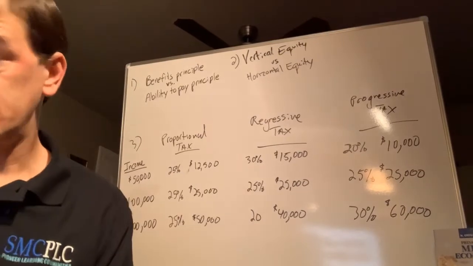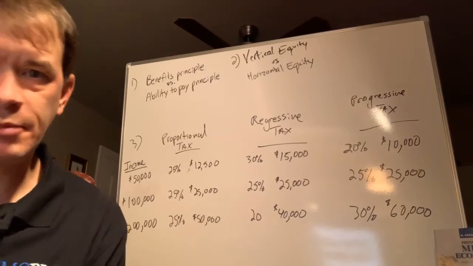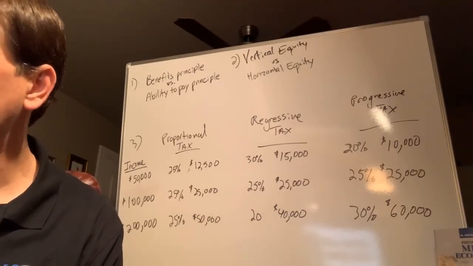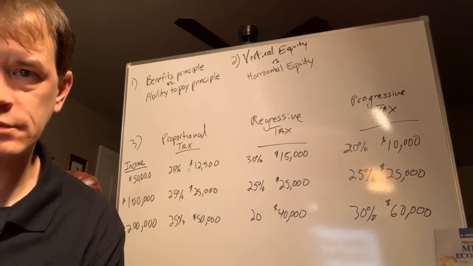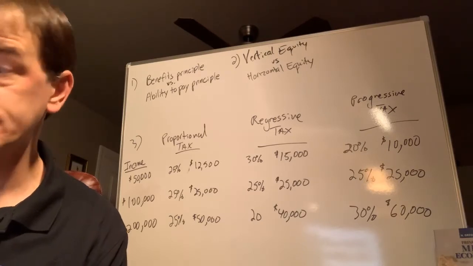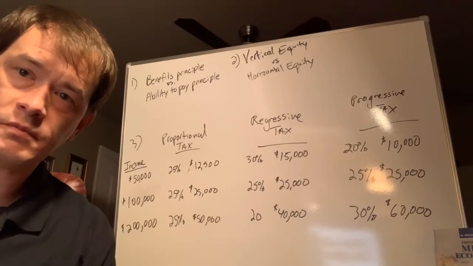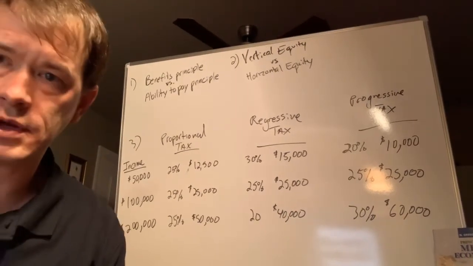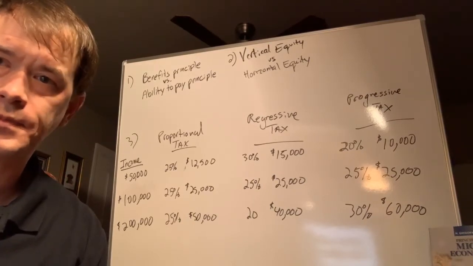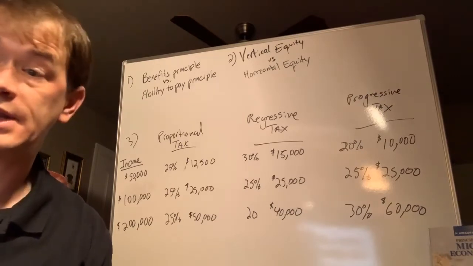Three things we need to talk about here. First is the benefits versus the ability to pay principle. Then we need to look at vertical equity versus horizontal equity issues in taxation, and then compare three different types of taxes, which are proportional taxes, regressive taxes, and progressive taxes. We covered marginal tax rate and average tax rate pretty extensively in the last lecture, where we went through two examples of a progressive income tax in the United States.